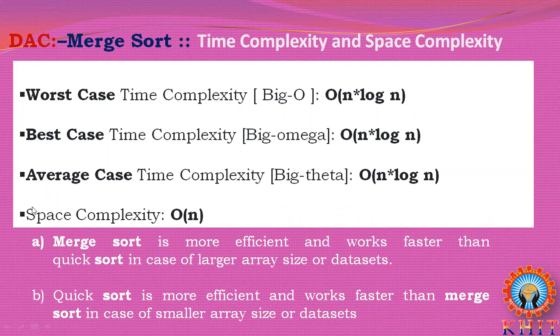And while calculating the space complexity of merge sort, the formula is: space complexity is equal to constant space plus variable space. Here, there is no constant space, it is a variable space. Why? Because we need to merge the elements n number of times, and we need to divide the elements n number of times. So the space complexity of merge sort is O(n).